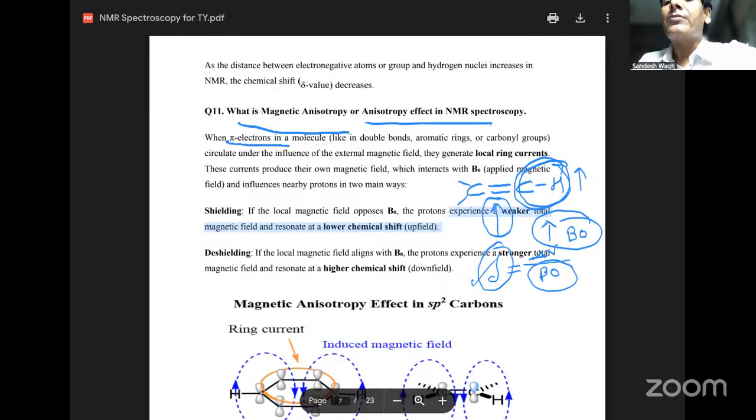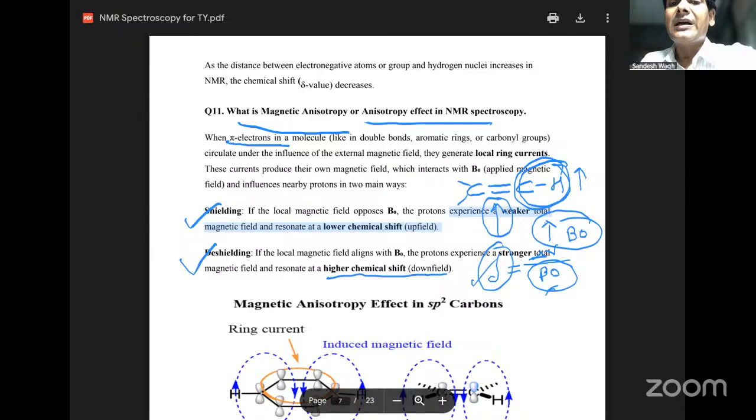So there is a promotion of the deshielding effect. That means your delta value or chemical shift will be higher in number. That is what we call downfield or deshielded. Shielded means nuclei which require more magnetic field are considered shielded. But because of the magnetic or diamagnetic anisotropy, the required magnetic field will be less, so ultimately the delta value will be more. So this is what magnetic anisotropy is.